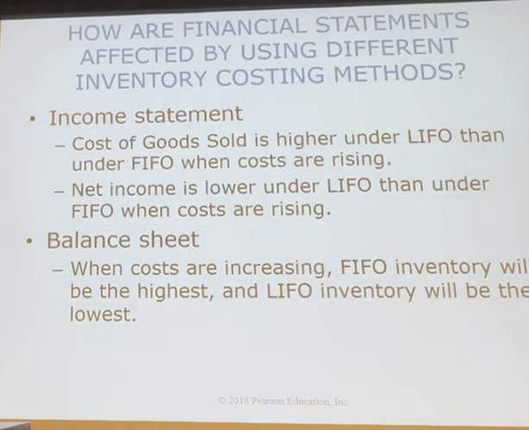Now, if we compare the different costing methods, if we assume that costs of inventory go up over time because of inflation, then cost of goods sold is going to be higher under LIFO than it is under FIFO. Therefore, net income will be lower under LIFO than under FIFO. And on the balance sheet, FIFO inventory will be the highest and LIFO inventory will be the lowest.